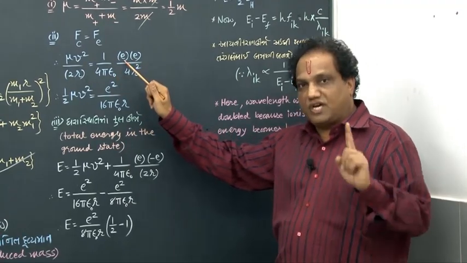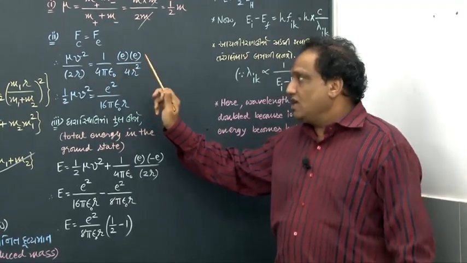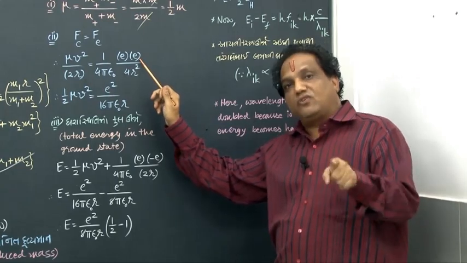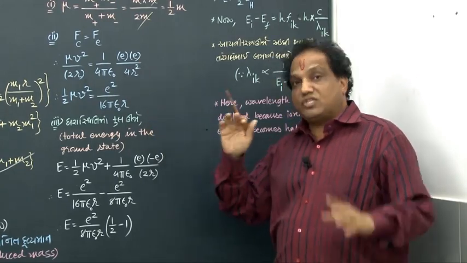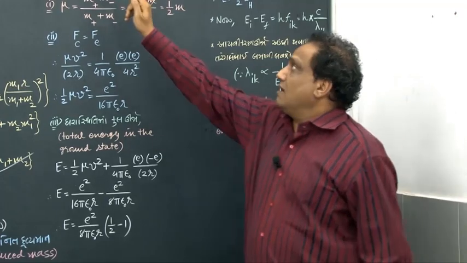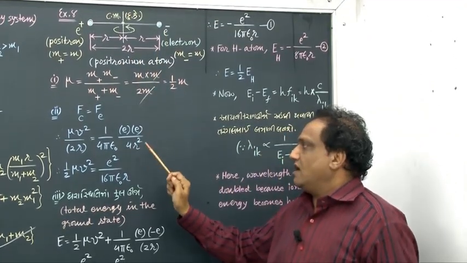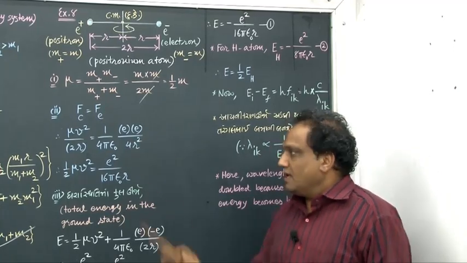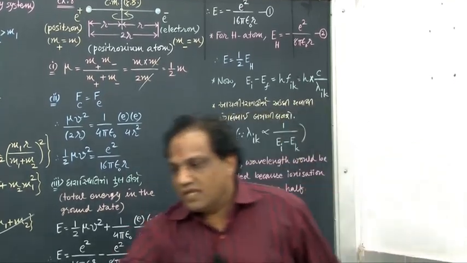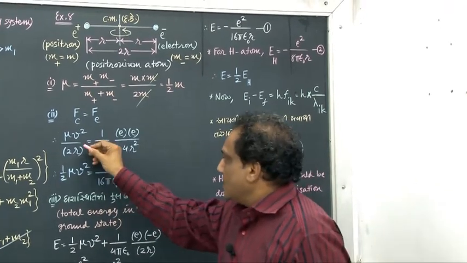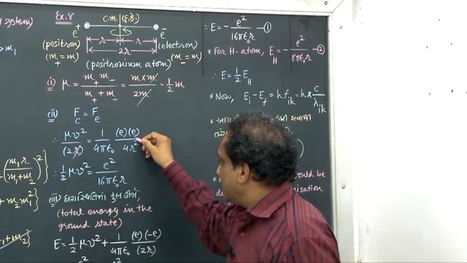Q1 is the magnitude of charge of positron, which is E. Q2 is the magnitude of charge of electron, which is also E. And divided by the square of the distance between them. Distance between these two is 2R. Its square would be 4R square. Simple. Now tell me what you can cancel. Can you cancel R? Yes, we can cancel R.